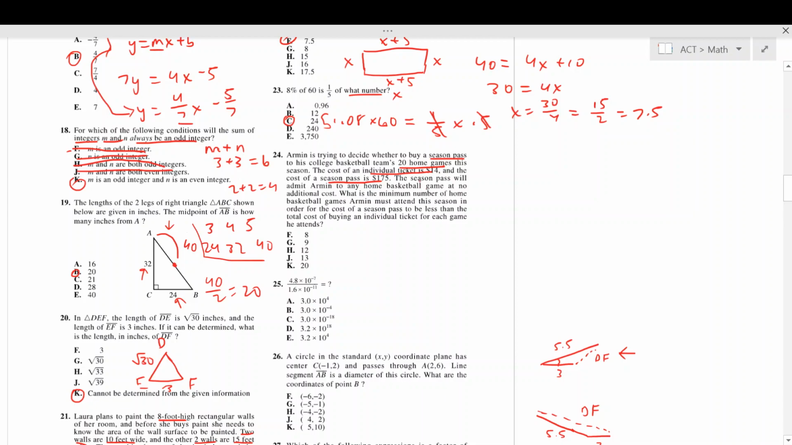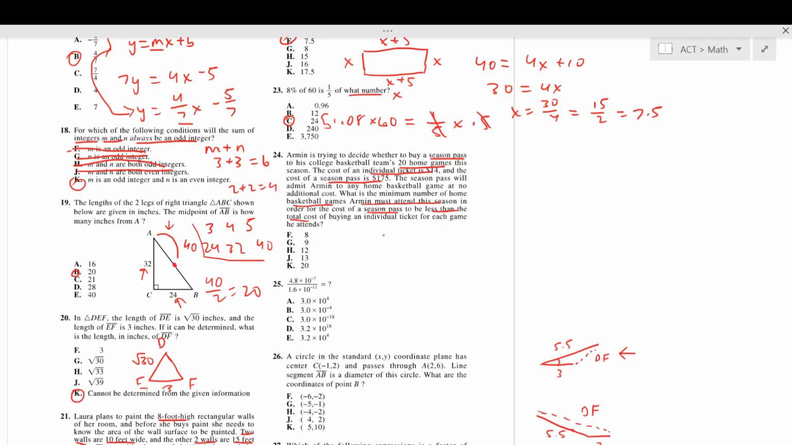And we're actually given that the season pass covers all games in the next sentence, but you should be able to know that for yourself, I think, without that sentence. The question asks for the minimum number of home games he must attend for the cost of the season pass to be less than the total cost of buying an individual ticket for each game he attends. So it's asking basically, how many games does he need to attend for the season pass to be more worth it than individual tickets for each game, right?